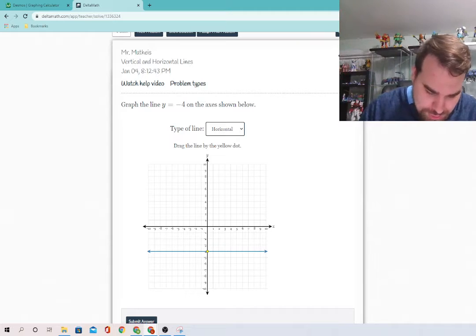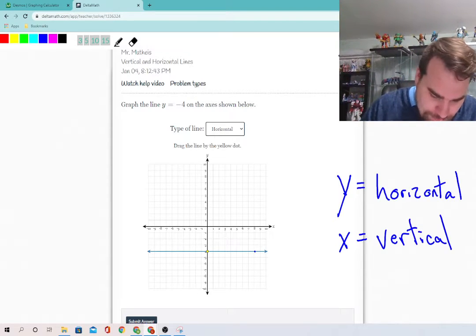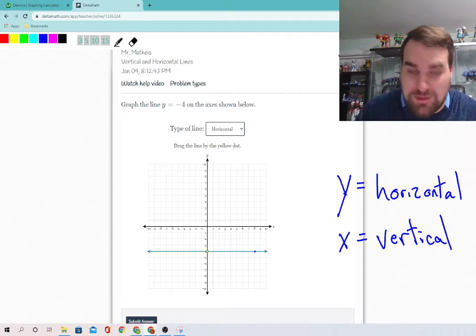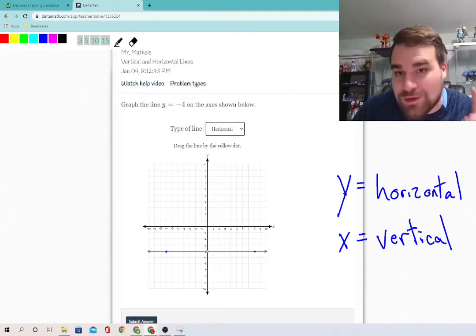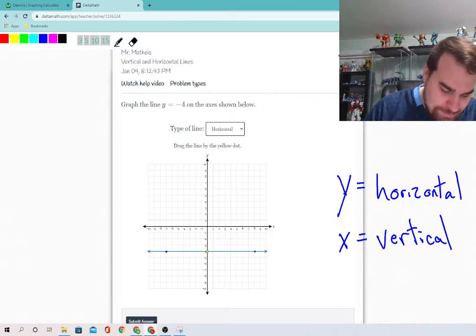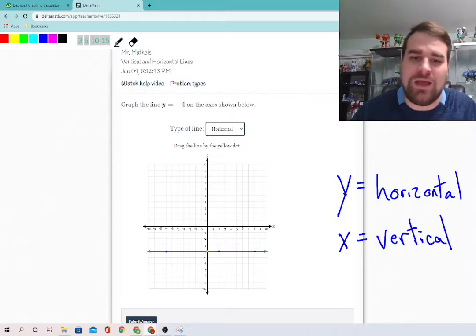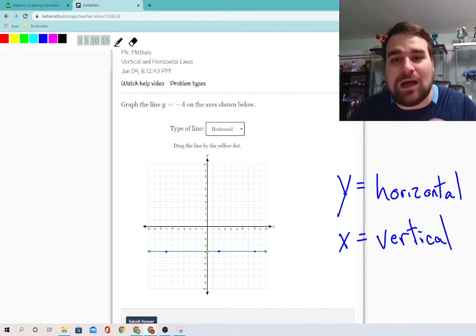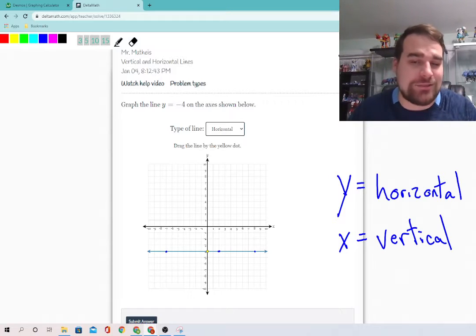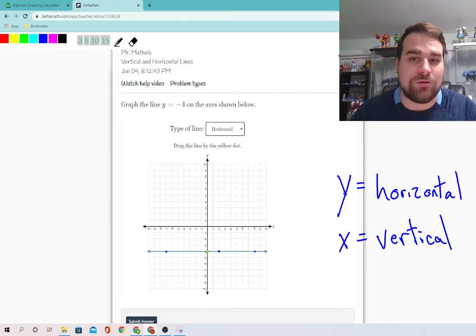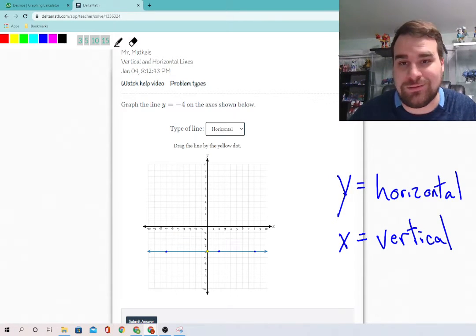Like, let me just choose a random point here. This point is 8, -4. -4 is in that y spot. This point is -7, -4. -4 yet again in that y spot. 2, -4. You get what I'm saying here, right? Every single point along that horizontal line has a y value of -4. That's why we call this line y equals -4, because the whole line is.